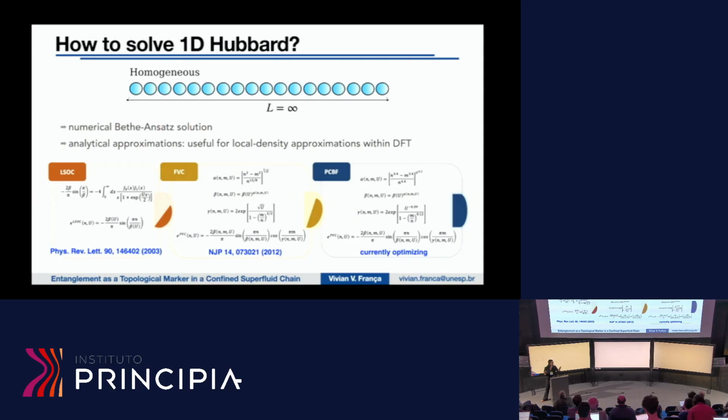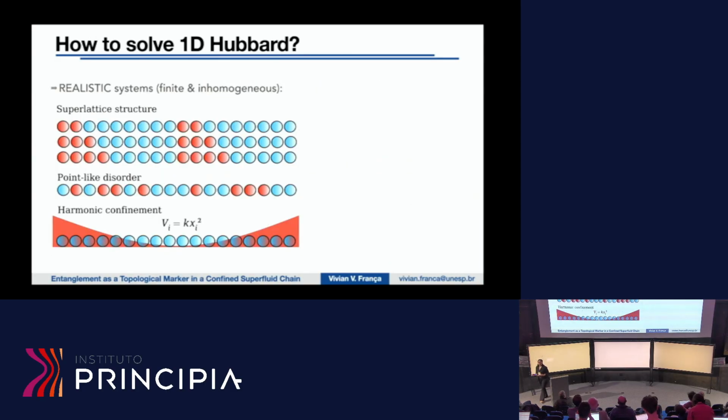And by homogeneous, I can already skip then that external potential, the disorder stuff, and the harmonic trap, and so on. So, of course, the realistic system implies some inhomogeneity, some finite size effects, and so on. So, just to cite some, the superlattice structure I mentioned before, the disorder in this particular type, this point-like disorder that I will show some results, and the main topic here, which is this harmonically confined chain. So how do we solve the Hubbard model in these situations?